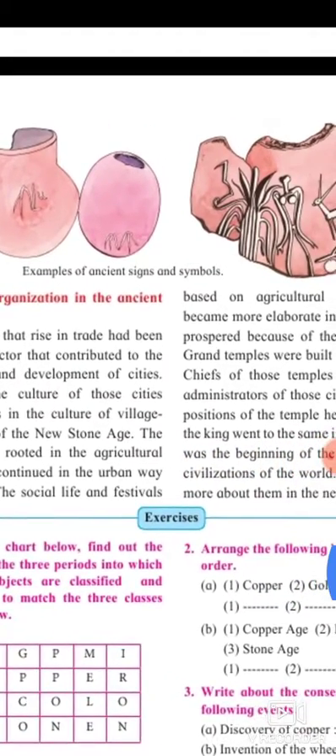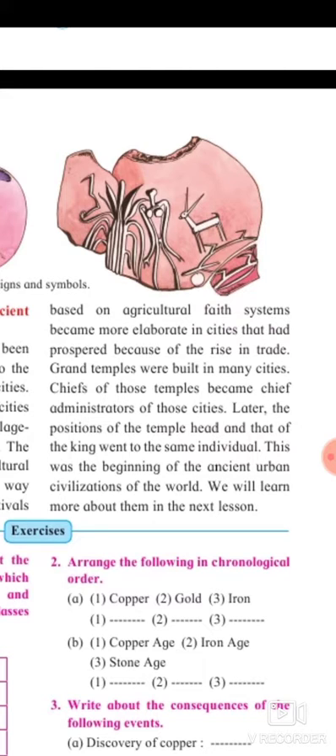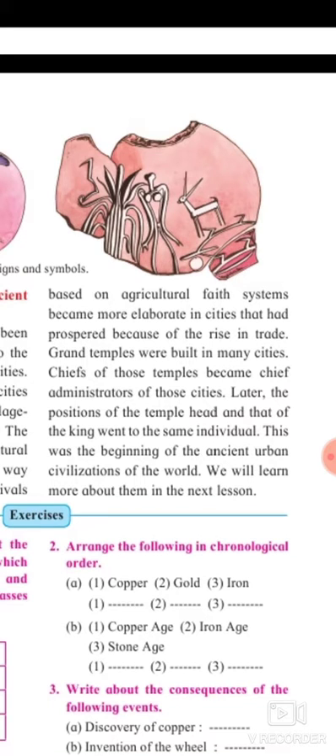The social life and the festivals based on agricultural faith systems became more elaborate in cities that had prospered because of the rise in trade. Grand temples were built in many cities. Chiefs of those temples became chief administrators of those cities. Later, the positions of temple head and that of the king went to the same individual. This was the beginning of the ancient urban civilizations of the world.